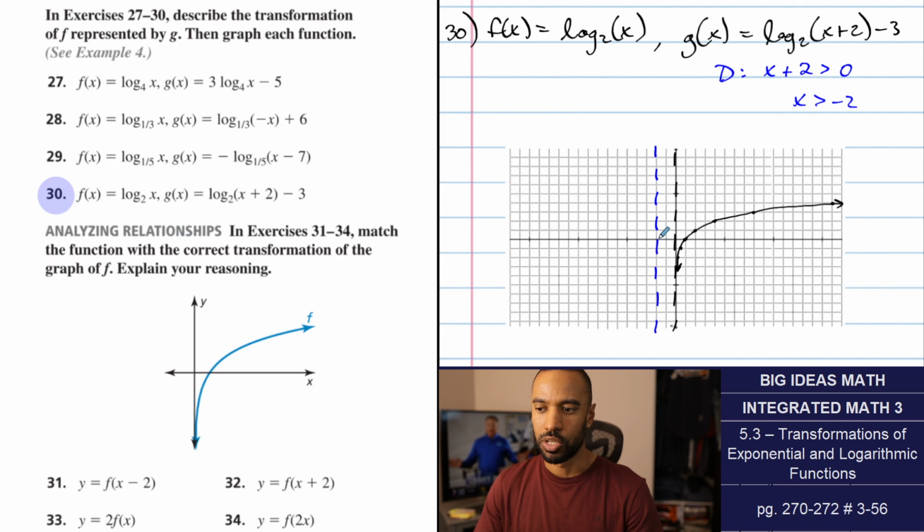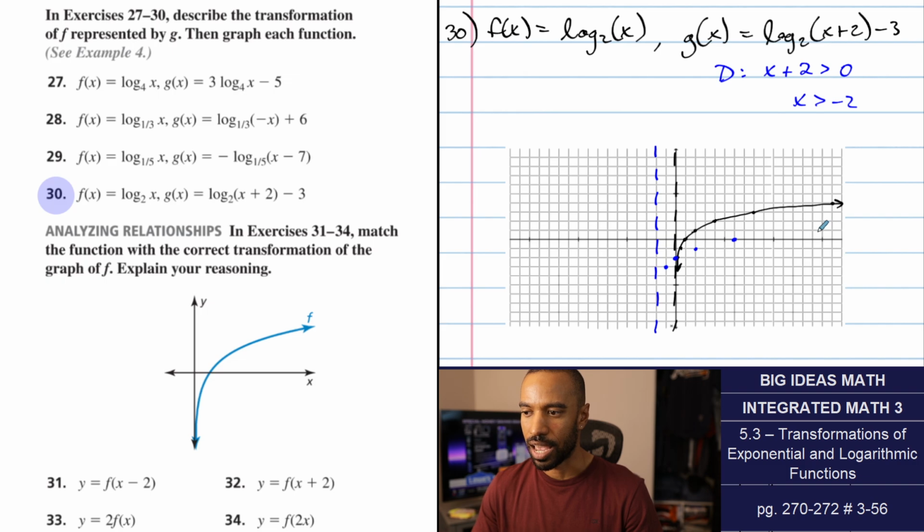The log of 1 is 0. I got to plug in -1 for that. -1 plus 2 is 1. But 0 minus 3 is -3. So I shift down 1, 2, 3 units. Here's my reference point. From here, my base is 2. I double my distance from here every time y increases by 1. Go up 1, double my distance. Go up 1, double my distance. 4 away from the asymptote. 8 away from the asymptote is at x equals 6. When I go up, and 16 away from here is at x equals 14, like that.